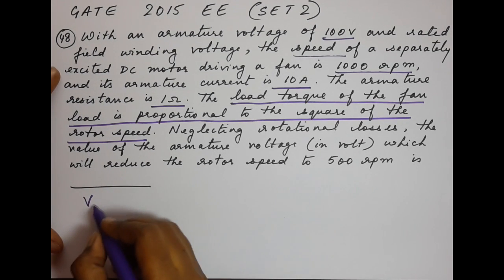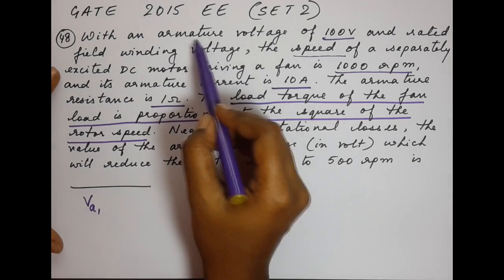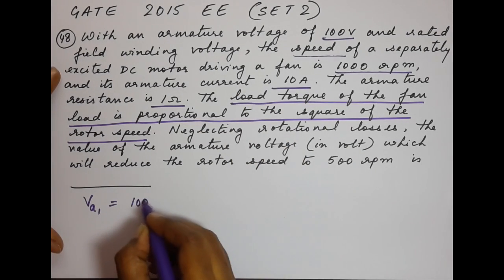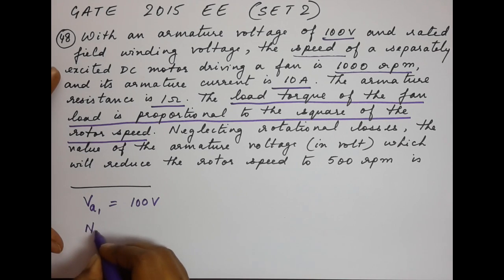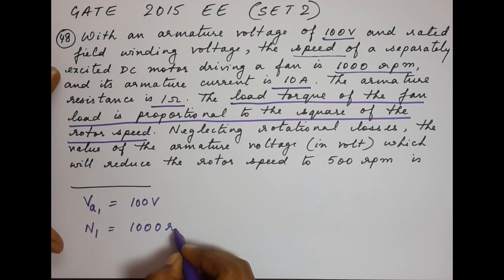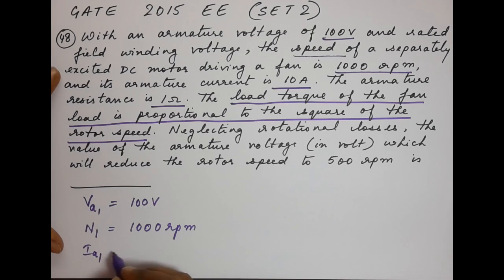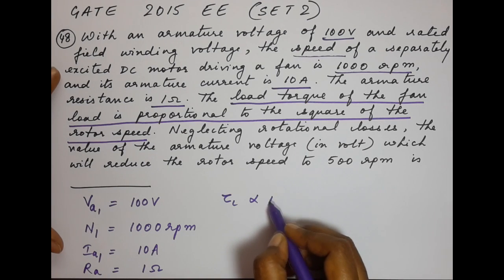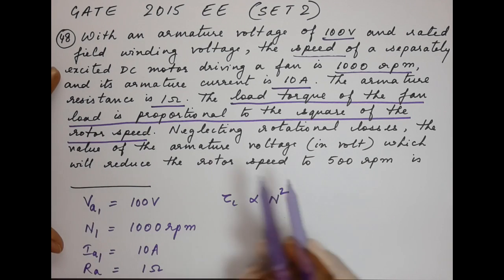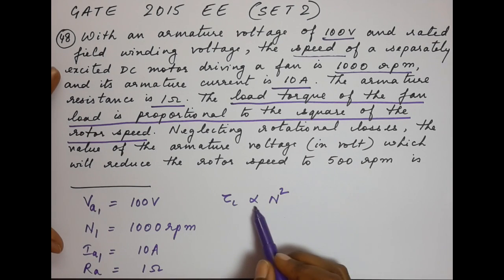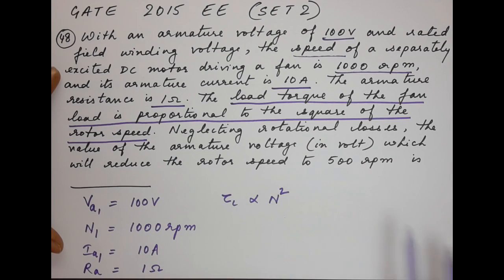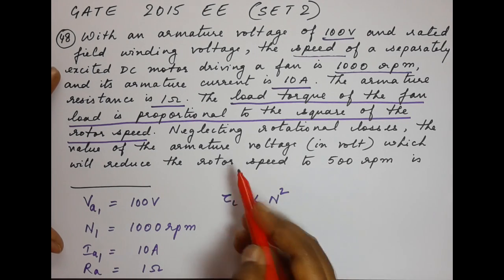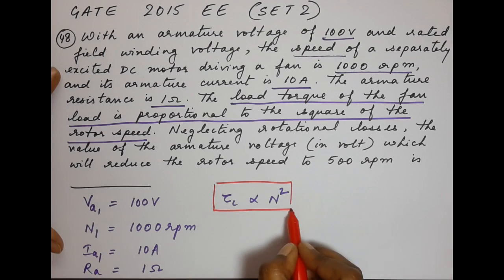So we begin with VA1, armature voltage 100 volts. N1 is 1000 rpm. IA1 is 10 amps. RA is 1 ohm. And the load torque is directly proportional to the square of this rotor speed. So tau L is proportional to N square. So this is the relation we will have to keep in mind while solving the problem. Okay?